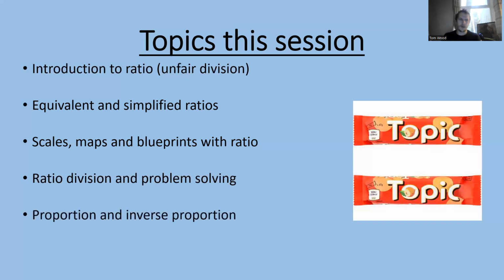Finally, then, we had a little bit of a look at proportion and inverse proportion. Everything that we've looked at so far is in proportion. We just had a look at inverse proportion and how this could look. It's not very common. It's only for level 2 learners.